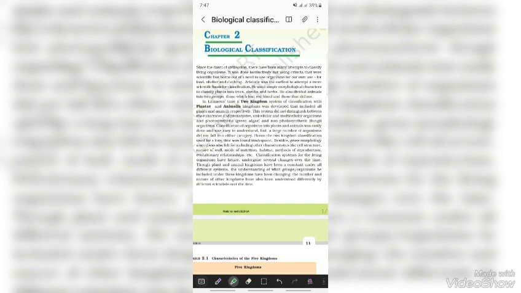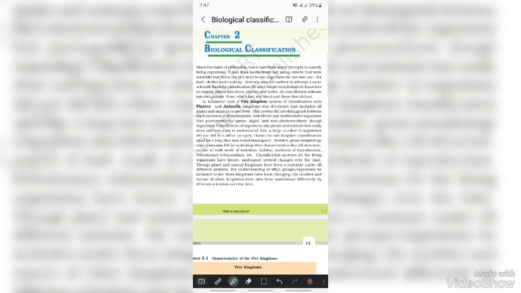Aristotle was the earliest to attempt a more scientific basis for classification. He used a simple morphological character to classify plants into trees, shrubs, and herbs. He also divided animals into two groups: those which had red blood and those that did not. Linnaeus later developed a two kingdom system of classification, Plantae and Animalia, that included all plants and animals respectively.